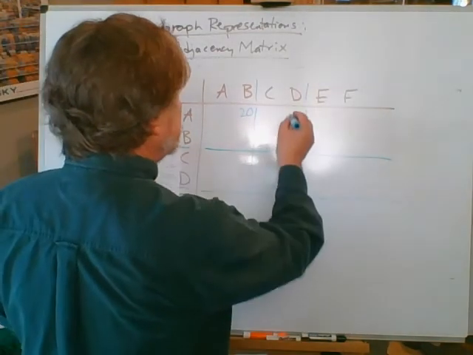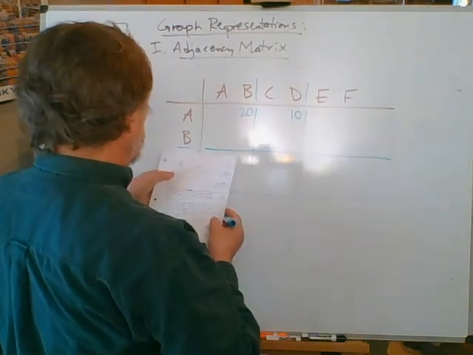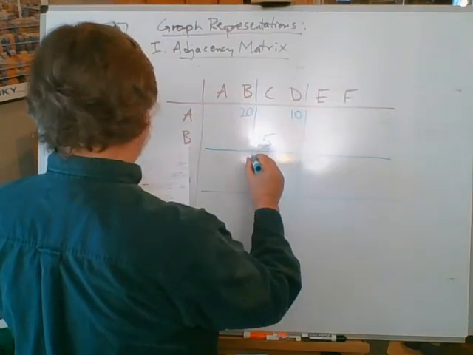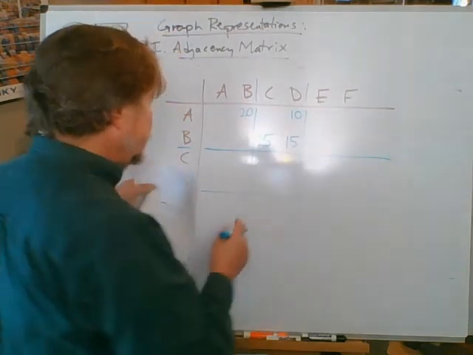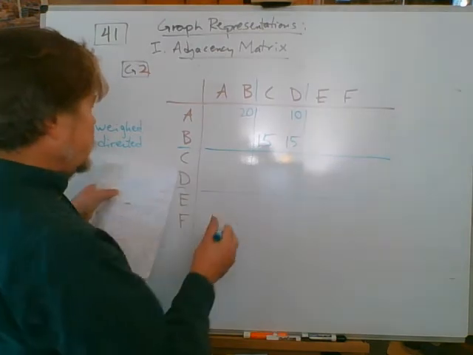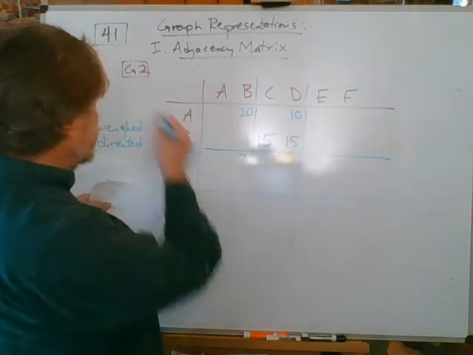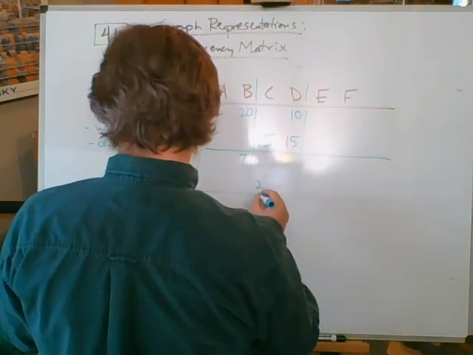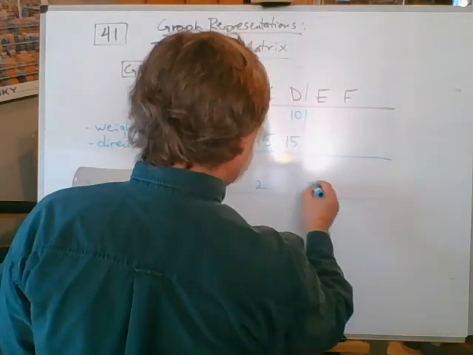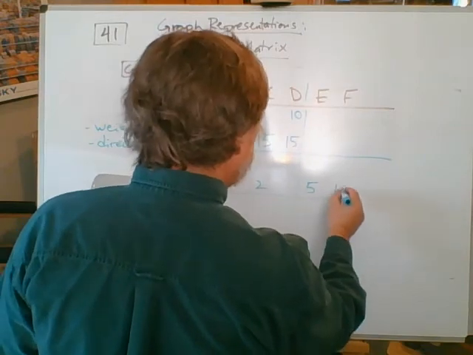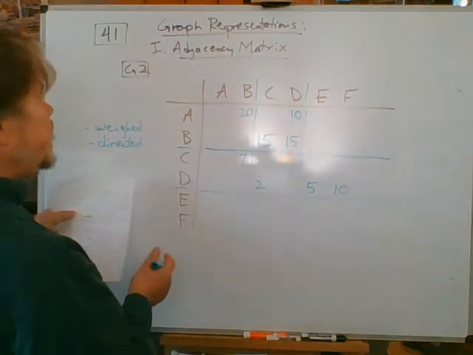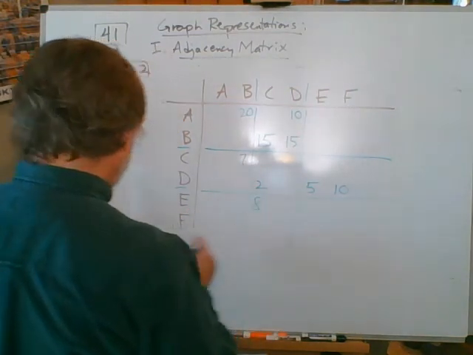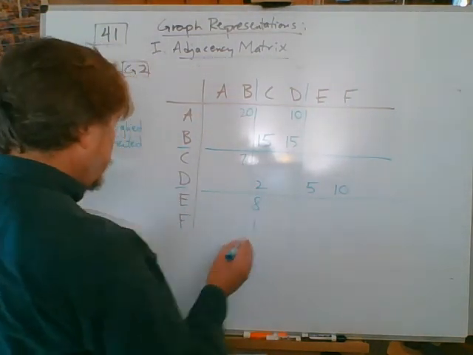From A, I can go to D with a weight of 10. From B, I can go to C, if I've written this down correctly, with 15. From B, I can go to D with 15. C, I can go to B with 7. Double check me, look at graph G2. D can go to C with 2. It can go to E with 5. And can go to F with 10. E can only go to C with 8. And F can only go to C with 1.